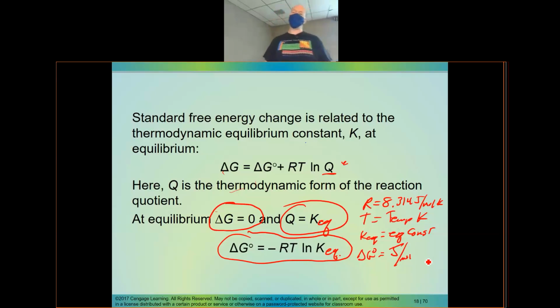So in order for your delta G and your R to have the same units, you either convert your delta G to joules, which is what I do, or you convert your R value to kilojoules. Either way. In this case, I convert my delta G into joules when I solve those. It would be exactly the same thing as if you converted your R to kilojoules.